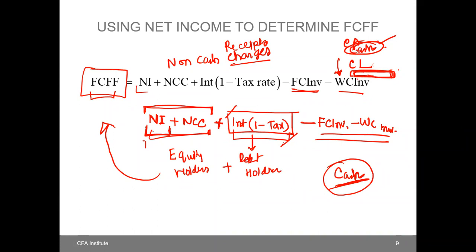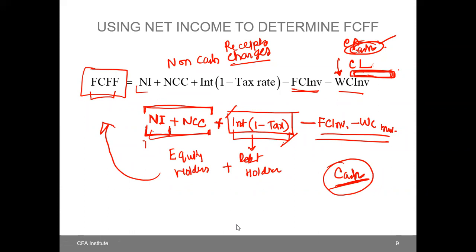There will not be any short-term financing, like the current portion of long-term debt, or short-term borrowing. This cannot be part of the current liabilities here, because that will be part of the financing amount that will be reflected in the financing decisions. Okay.